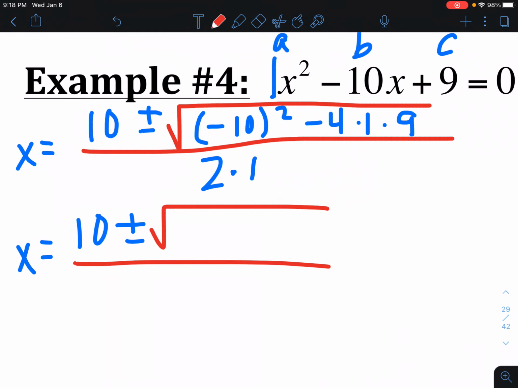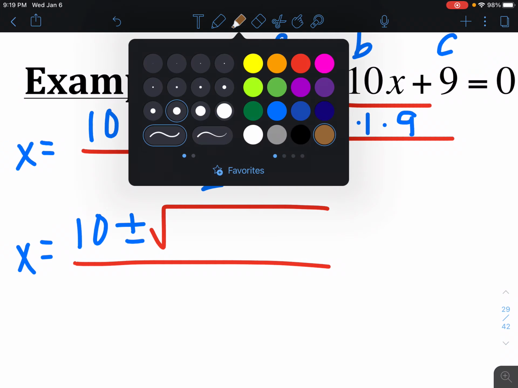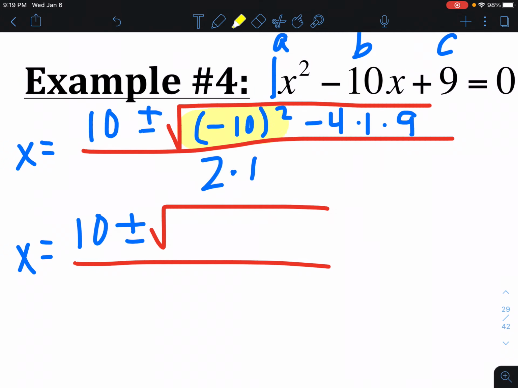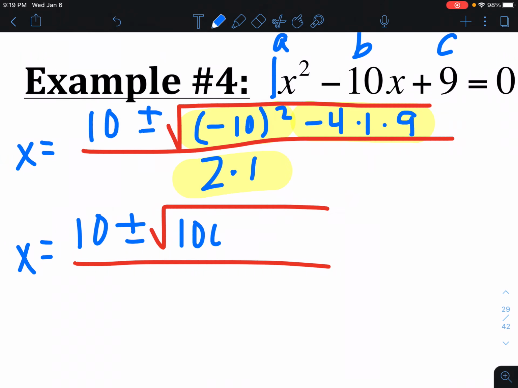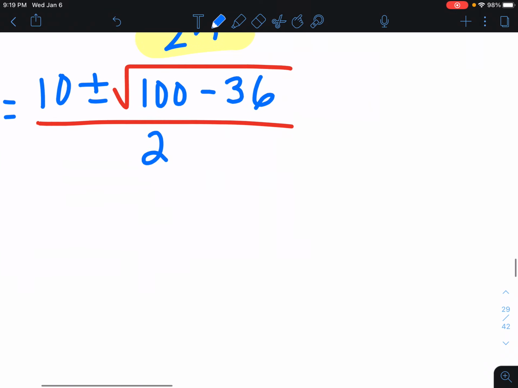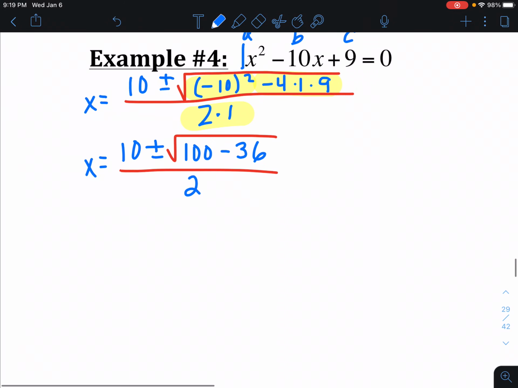So now we're going to work on our multiplying 3 times. 1, 2, and 3. So b squared will be, negative 10 squared will be 100. And then negative 4 times 1 times 9 will be negative 36. So we'll write minus 36. Denominator, 2 times 1 is 2. Now let's subtract.